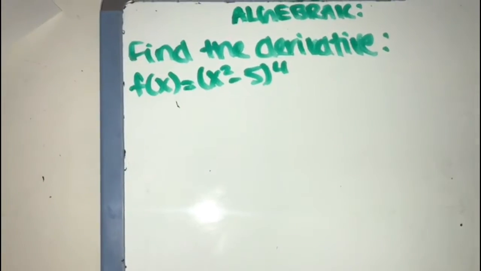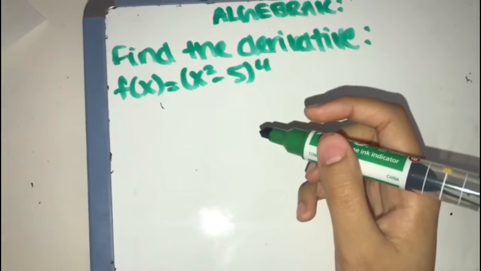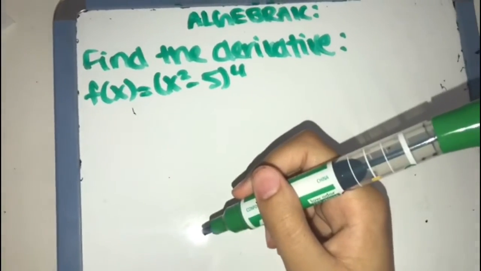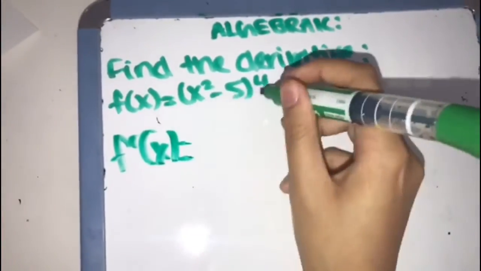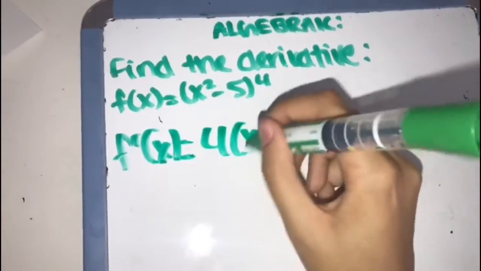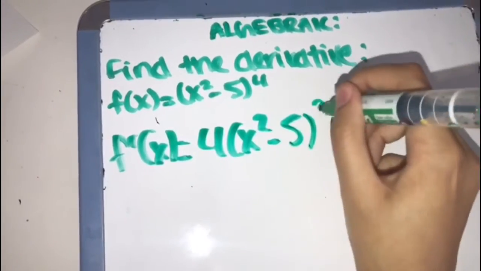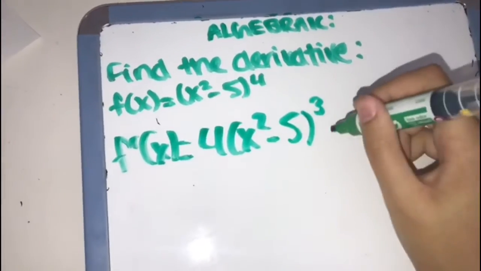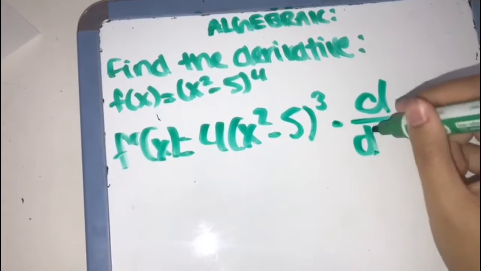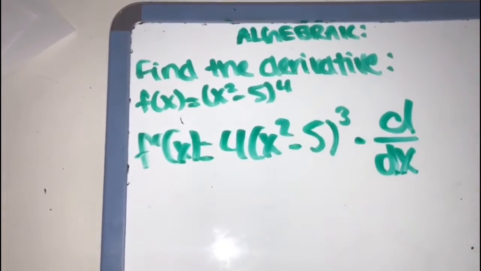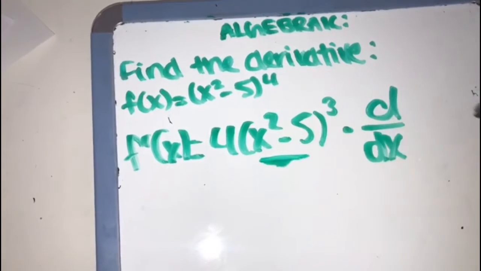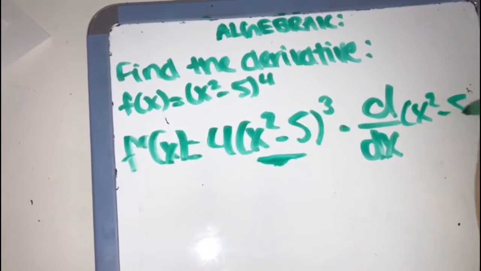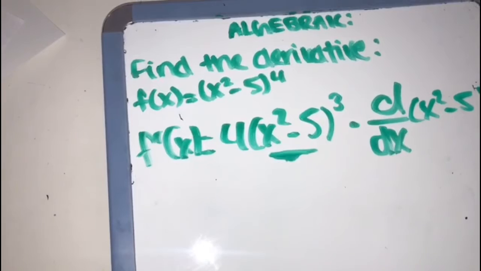So the first step I'll be doing is basically using the power rule. So I'll be using f prime of x equals 4 times (x squared minus 5) to the third, which is the power rule. Then I'll be multiplying by the derivative, d over dx, of the input, which is x squared minus 5. So we'll just multiply by that.